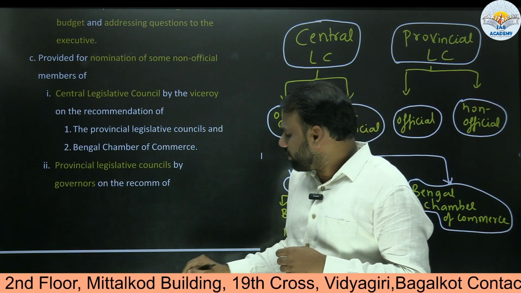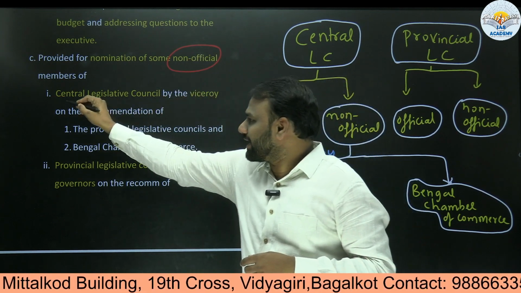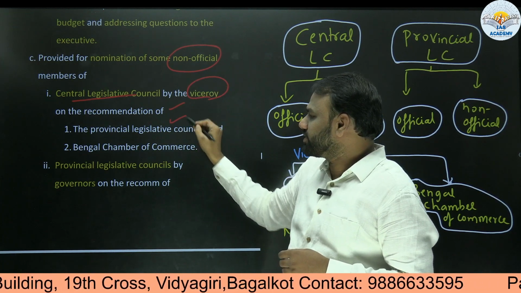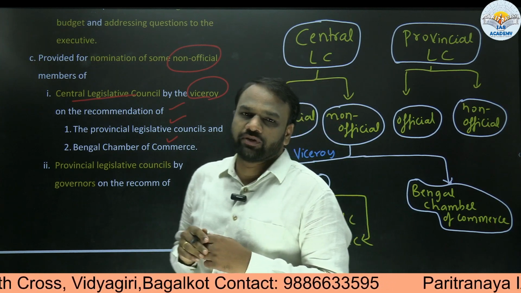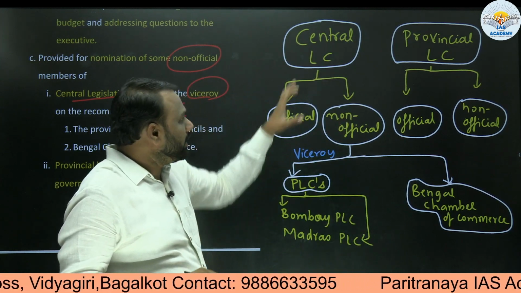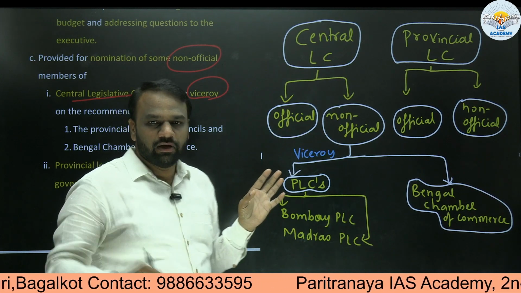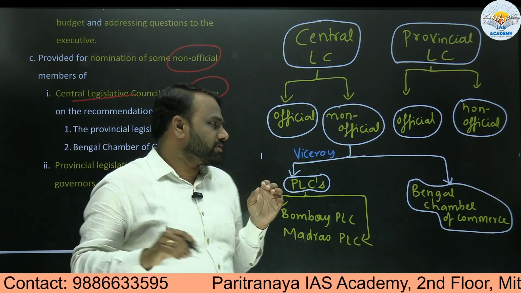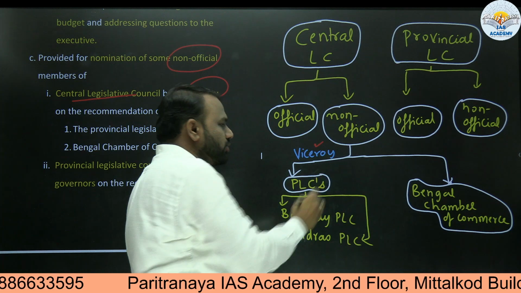Next, it provided for nomination of some non-official members of the Central Legislative Council by the Viceroy on the recommendations of the Provincial Legislative Councils and Bengal Chamber of Commerce. So this point is also important. Now in the Central Legislative Council, we have official members and non-official members, but here we are only focusing on non-official members. So some of the non-official members were appointed by Viceroy.